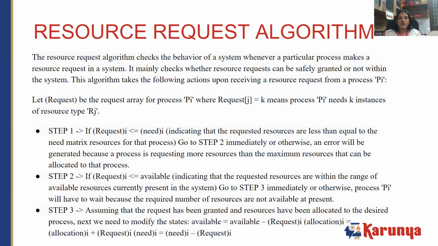And for step 3, we assume that the request has been granted and the resources have been allocated to the desired process. Next, we need to modify the states with the given request. For available, you do available minus request. For allocation, we move with allocation plus the request. And for need, we go for need minus the request values.